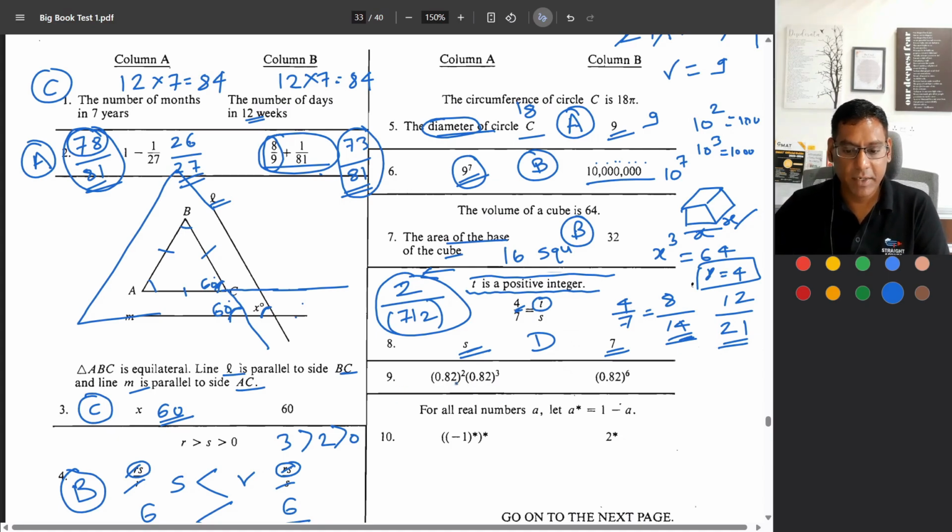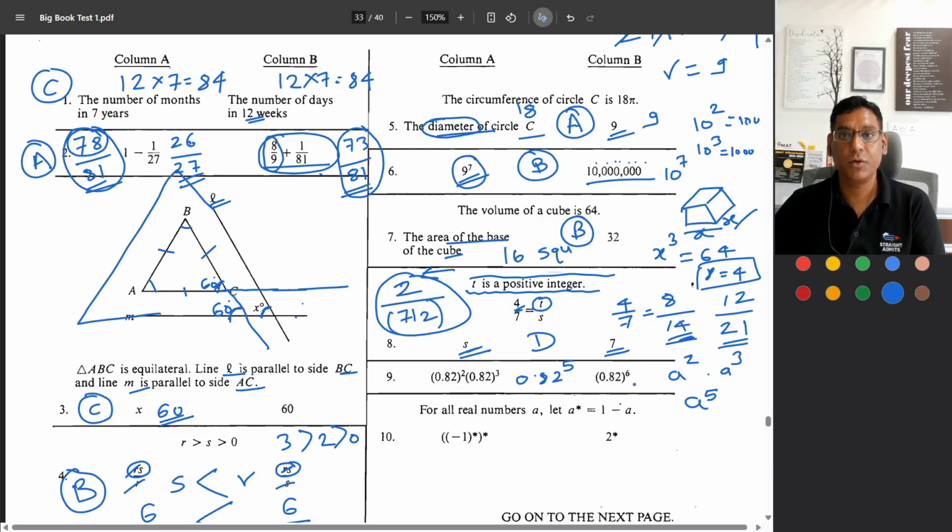Question 9, 0.82 square into 0.82 raised to 3. Okay, so this is of the form a square into a cube. So whenever the base is the same, we just add the powers. So what we get is a raised to 5. Okay, so this is 0.82 raised to 5.